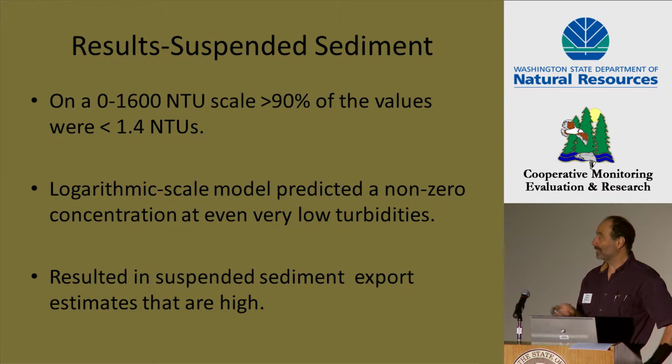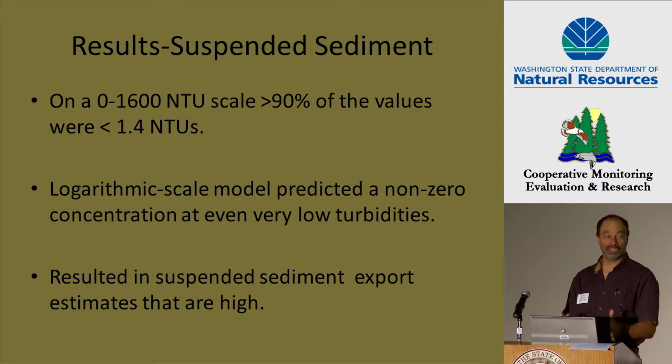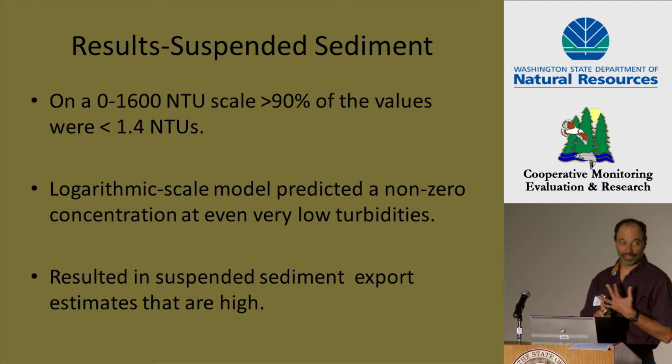And what this amounted to was, on a scale of 0 to 1,600 NTUs, over 90% of our measurements across all time periods, the entire study, and across all treatments, pre and post-harvest, were less than 1.4 NTUs. Meaning turbidity was low most of the time, both pre-harvest and post-harvest.